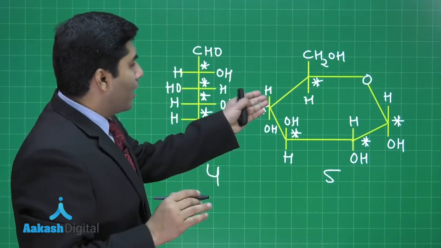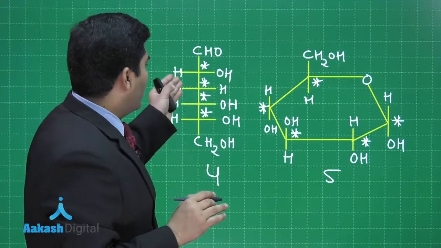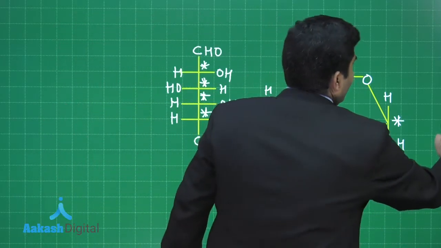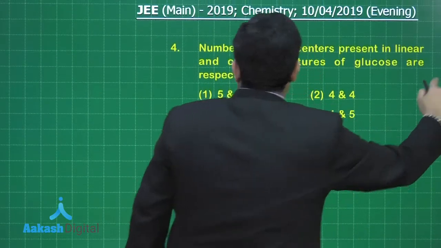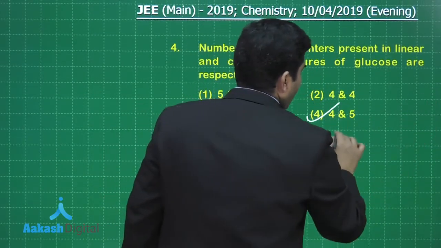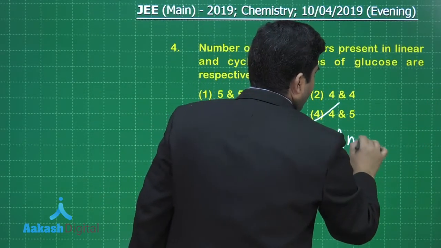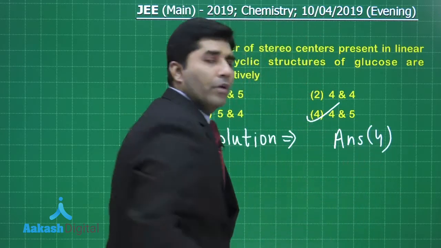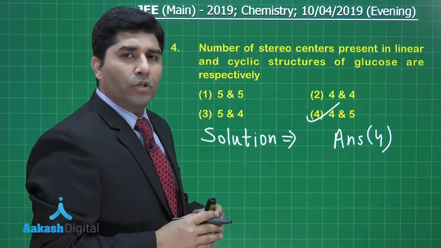So total number of chiral carbons is 5 in the cyclic structure and 4 in the open chain. Hence our answer will be the fourth one. So the correct option is option number 4. Let's move on to the next question.